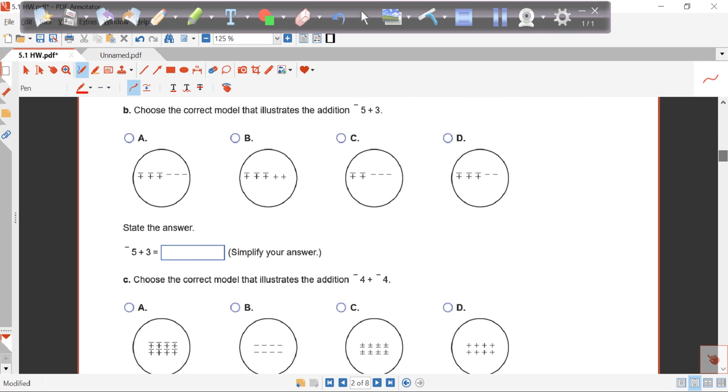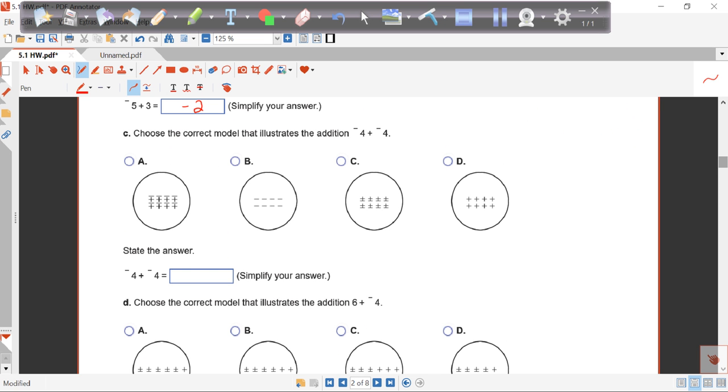The next one's similar numbers, but we changed some signs. So negative 5, 1, 2, 3, 4, 5 negatives, and 3 positives. So we look for the one that has the 5 negatives, 3 positives, which is D. Then we can cancel out. We're left with 2 negatives, so negative 2. The next one, we have negative 4, 1, 2, 3, 4, and adding negative 4. So there's all negatives. We have 2 rows of 4. That's B. Nothing to cancel out, so that gives us negative 8.